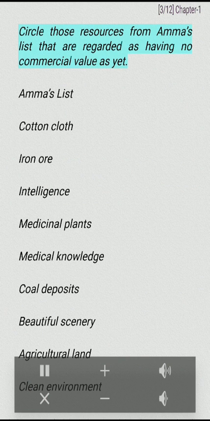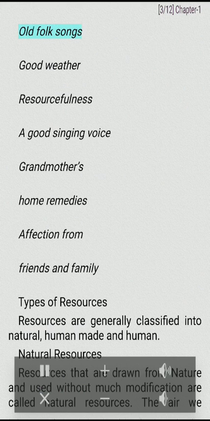Activity. Circle those resources from Amma's list that are regarded as having no commercial value as yet. Amma's list. Cotton cloth, iron ore, intelligence, medicinal plants, medical knowledge, coal deposits, beautiful scenery, agricultural land, clean environment, old folk songs, good weather, resourcefulness, a good singing voice, grandmothers, home remedies, affection from friends and family.